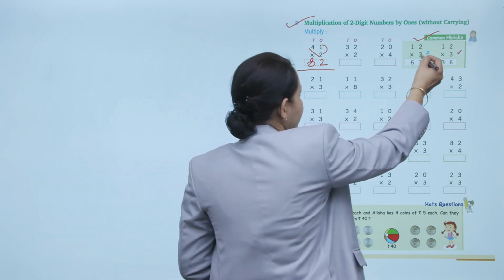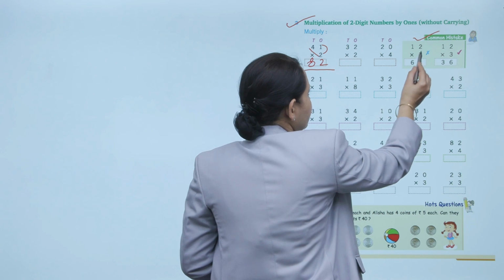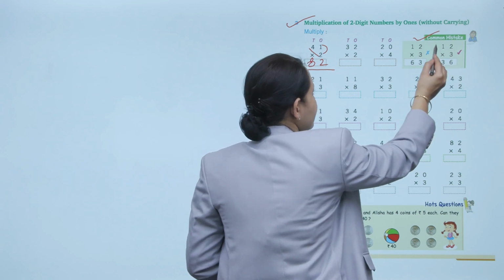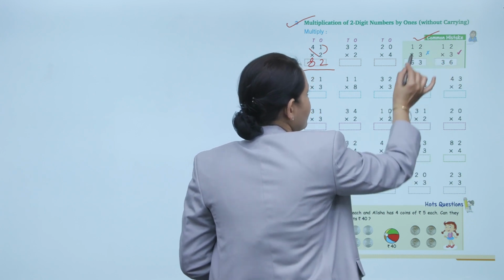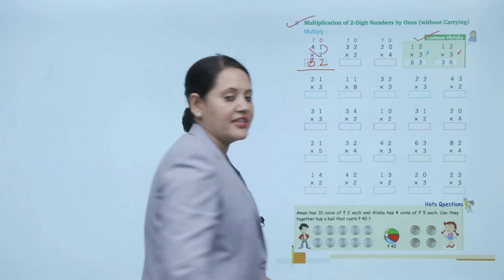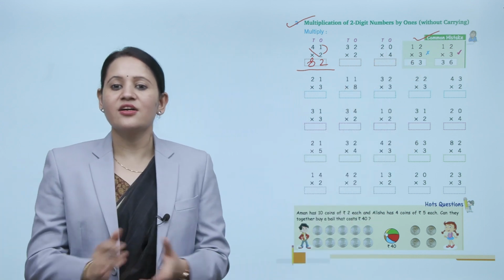12 into 3. So we will not write 3 here. What we'll do? 3 into 2, that is 6, and 3 into 1, that is 3. So first we multiply the ones and then the tens. Next, what's the question?